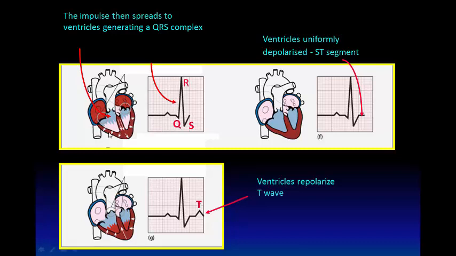Then the walls of the right and left ventricles are depolarized, and depolarization of the ventricular walls proceeds from the endocardial surface to the epicardial surface, from the inner surface to the outer surface. So in the case of depolarization of the left ventricular wall, depolarization is moving in the direction of the active electrode, while in the case of depolarization of the right ventricular wall, depolarization is moving away from the active electrode, because the active electrode is here at VL.